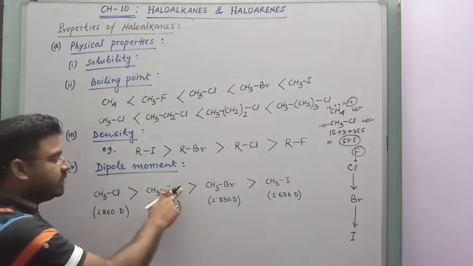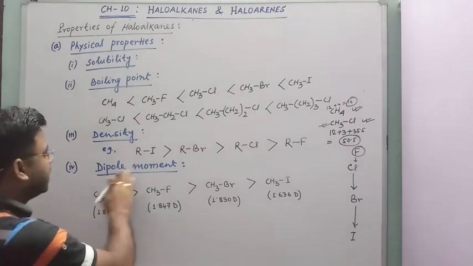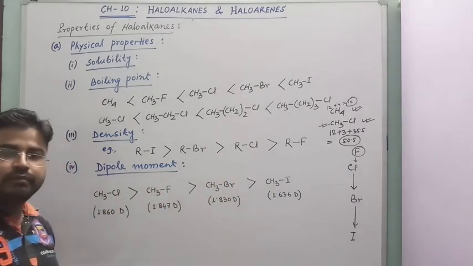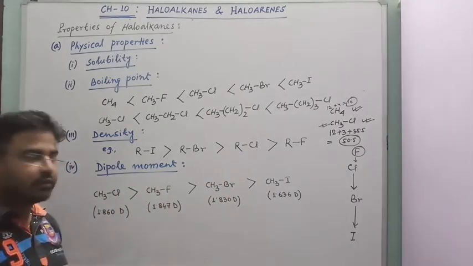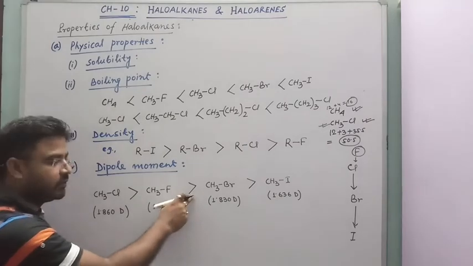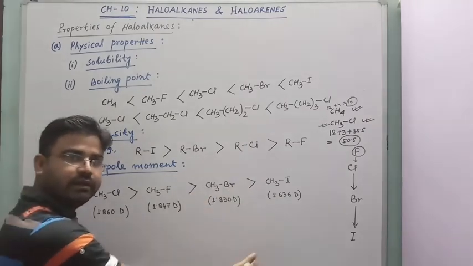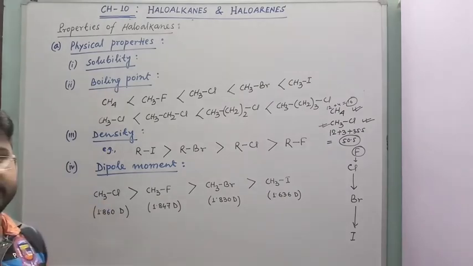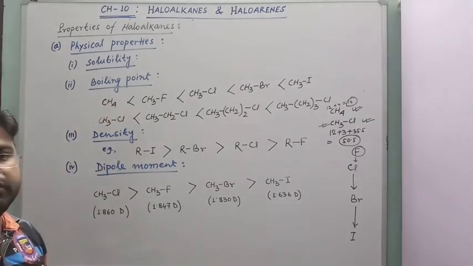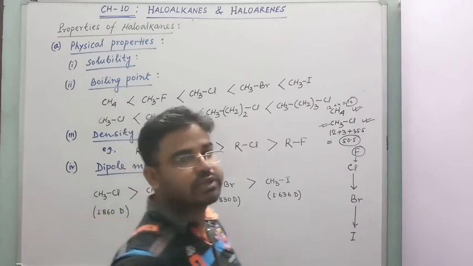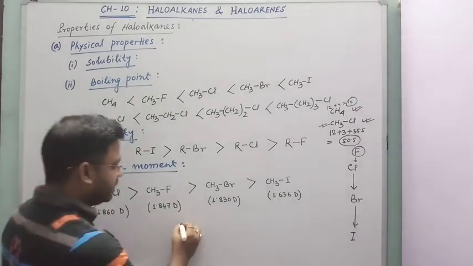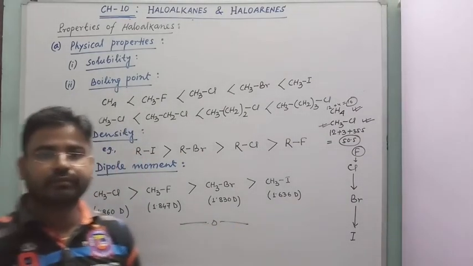So arrange the following in the increasing order of dipole moment, say fluoromethane, iodomethane, chloromethane, bromomethane. How can you write in the increasing order? At first CH3I lowest, increasing order. So CH3I, CH3Br, and then CH3F, and highest CH3Cl. Values are given here. So these are some physical properties of haloalkanes. In the next class we should study chemical properties of haloalkanes, and chemical properties means chemical reactions. So this is end of today's class. Thank you.